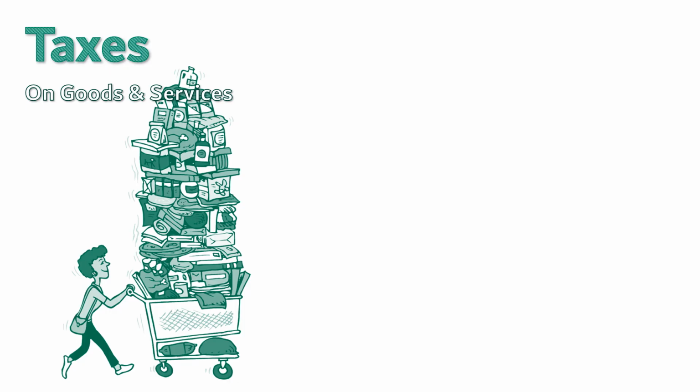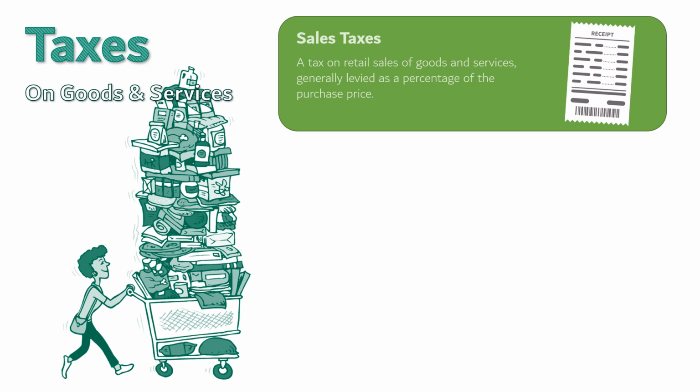We will start by thinking about taxes on goods and services. Here are a few examples. Sales taxes are the most common taxes on goods and services in the United States. Sales taxes are a tax on retail sales of goods and services, generally levied as a percentage of the purchase price. At the time of this recording, Arizona has a 5.6% sales tax, meaning that you pay 5.6% of the price of things you buy in taxes when you buy it.